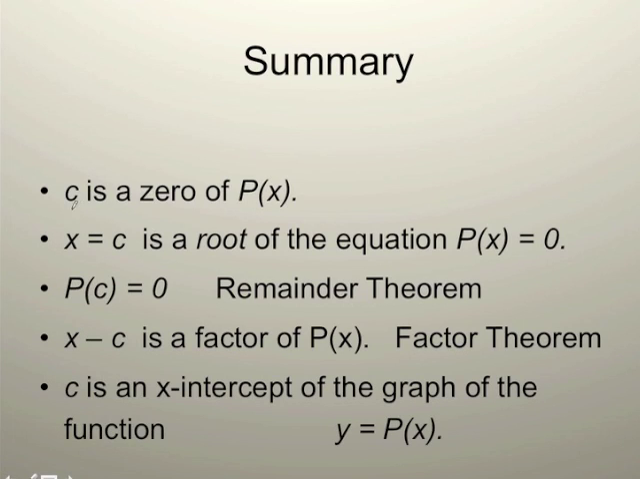So just some summary. If c is a 0 of p of x, then x equals c is a root of the equation p of x equals 0. P of c will equal 0 by the remainder theorem. X minus c is a factor of p of x by the factor theorem. And c is an x-intercept of the graph of the function y equals p of x.